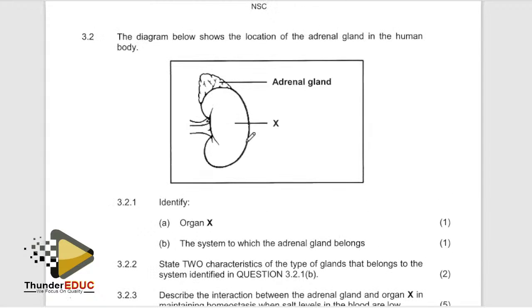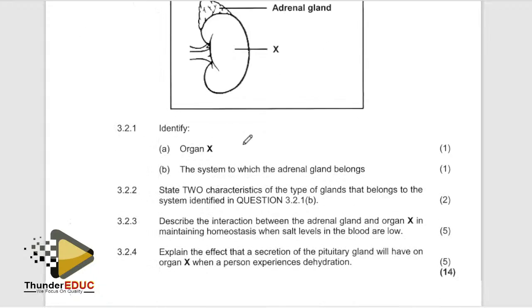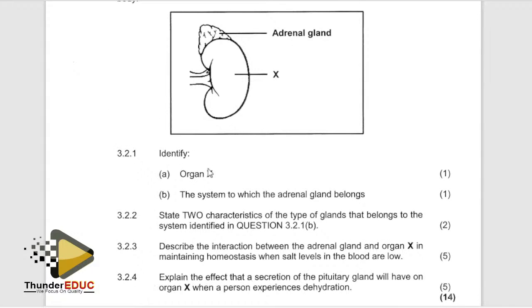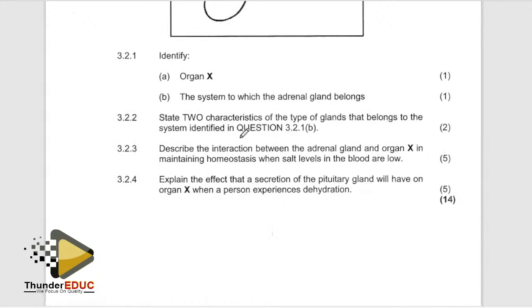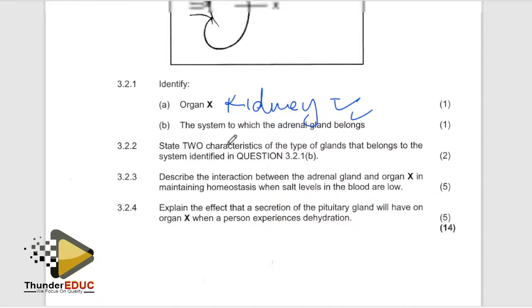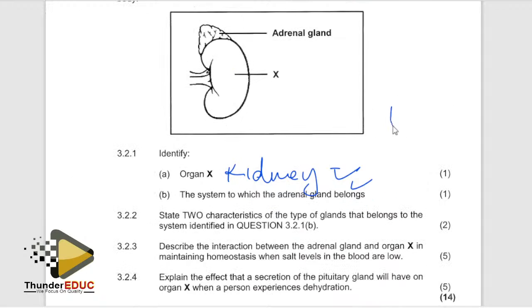Let's go to question 3.2 so that at least we wind up. We are almost done. The diagram below shows the location of the adrenal gland in a human. This is the adrenal gland. Identify organ X. Organ X is a kidney. Obviously, everyone wrote this, I think. I think no one wrote a bean. No, you might find someone wrote bean here. I'll call you Mr. Bean.